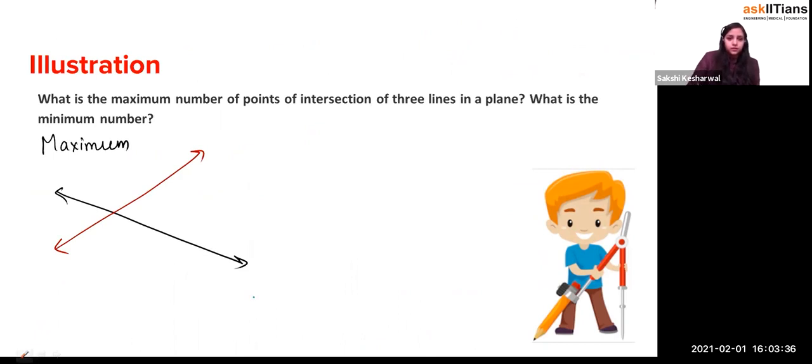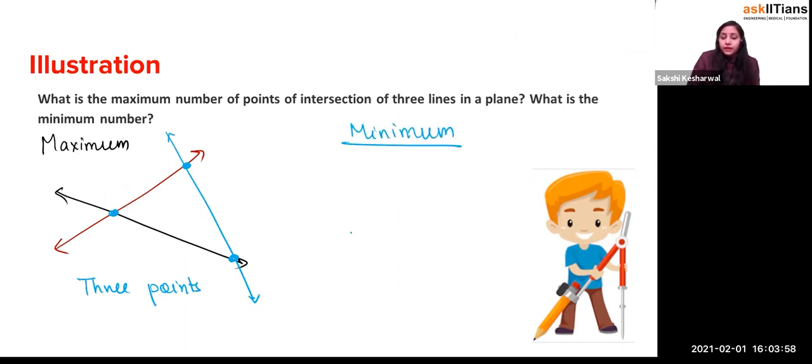Like this. So we know that two lines always intersect at a single point. So how many points are they intersecting? So the maximum point of intersection will be what, beta? 3 points, right? But what is the minimum number of points? So we have learned in the last class that in a plane you have either intersecting lines or parallel lines.